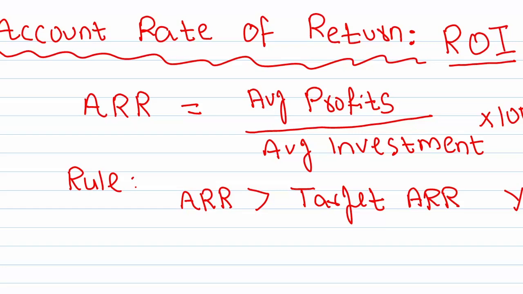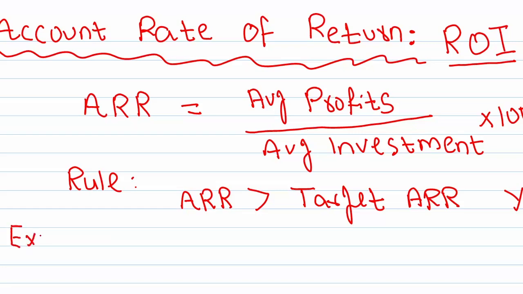This accounting rate of return is also known as accounting rate of return of average investment, because here we are dividing the average profit by average investment. Now, for example, how we will apply this methodology to a project? For that purpose, let's take a data.